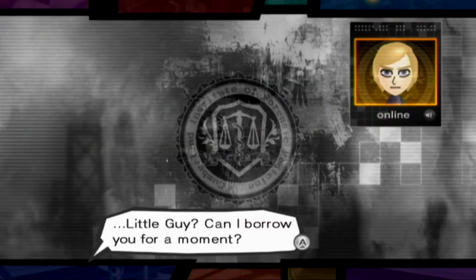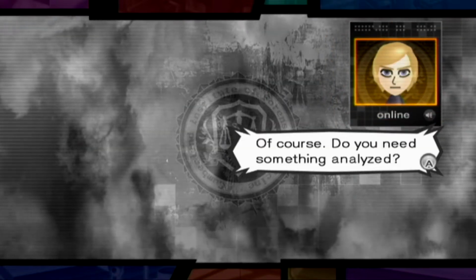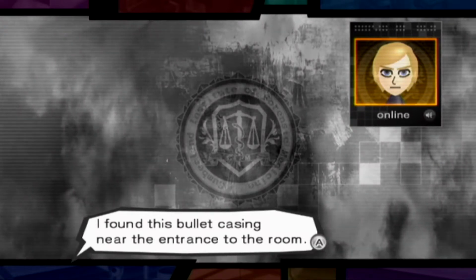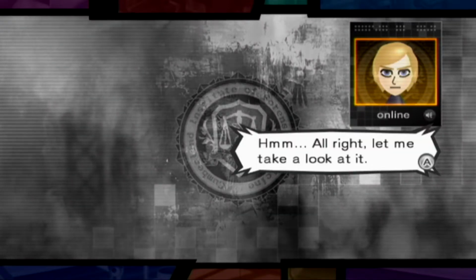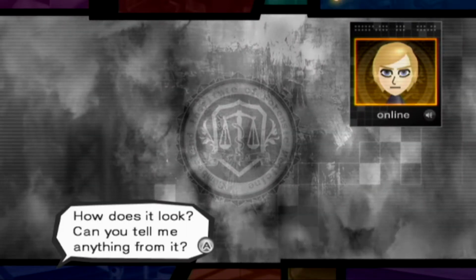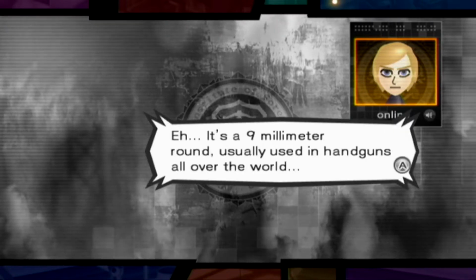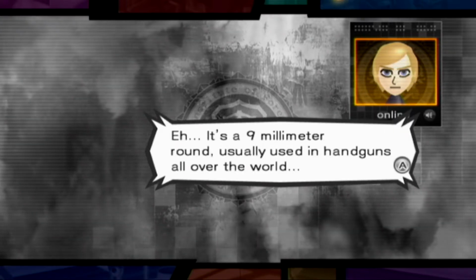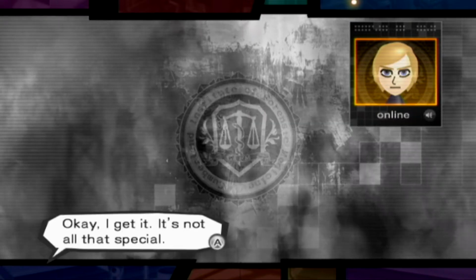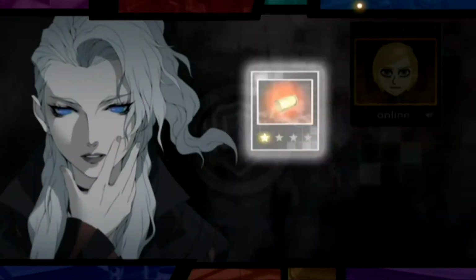Little guy, can I borrow you for a moment? Of course. Do you need something analyzed? I found this bullet casing near the entrance to the room. All right, let me take a look at it. How does it look? Can you tell me anything from it? It's a 9mm round, usually used in handguns all over the world. Okay, I get it. It's not all that special.